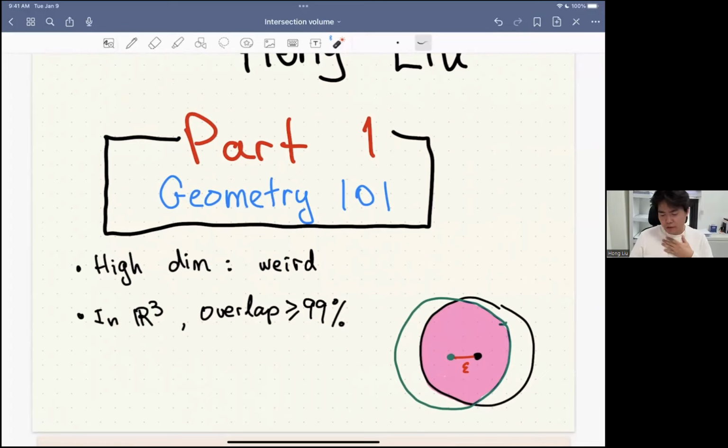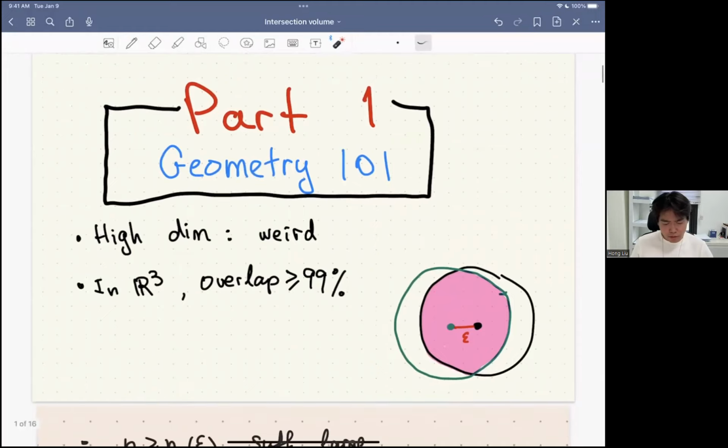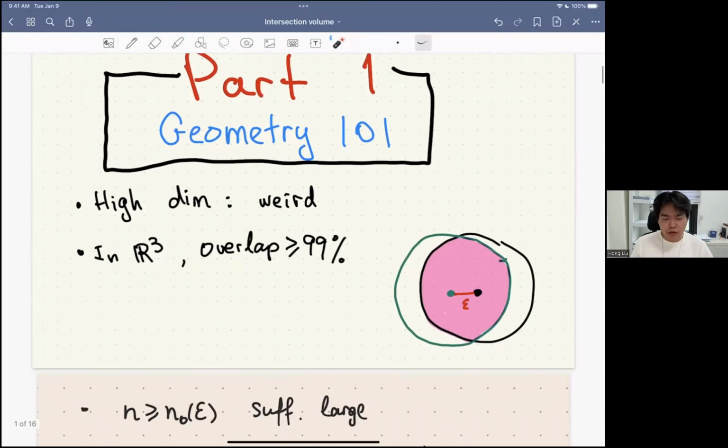Let's start by considering two identical balls, let's say of unit volume, in R^3, just the space we live in. We know that as long as you place these two balls so that their centers, the green one and the black one, are close enough, within some absolute constant epsilon, then the overlap, which is highlighted here, will be more than 99% of the original ball. That's very intuitive. But what happens when we move on to higher dimension?